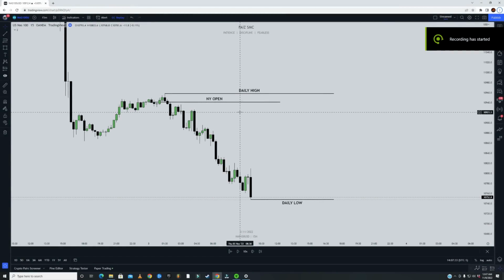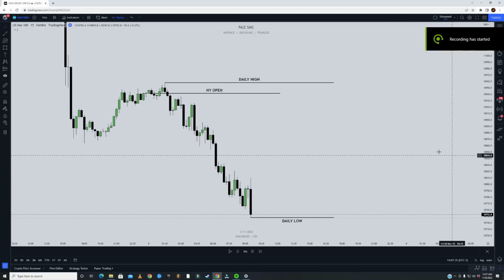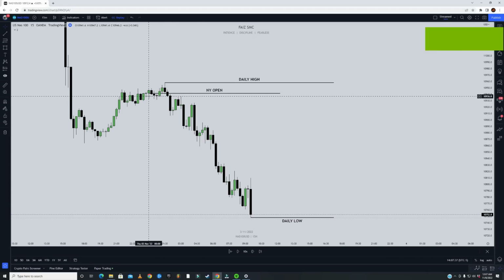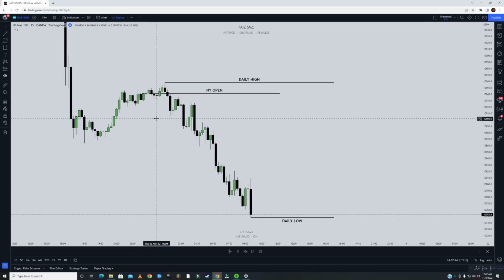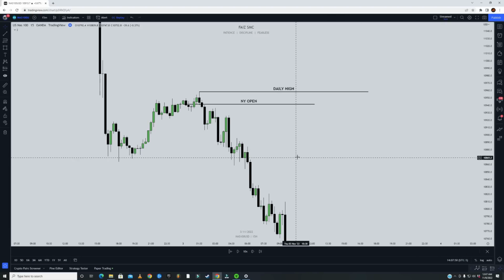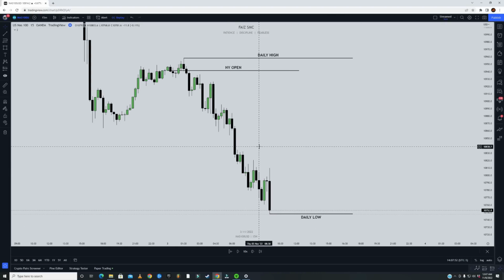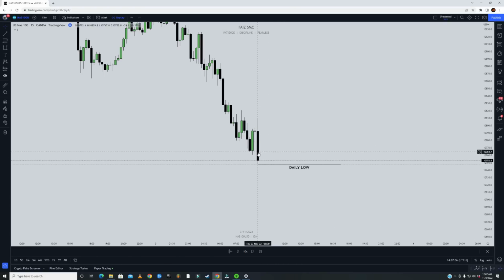So here's example number 2. I have marked out the New York Open. So this is 12 a.m. New York time, as you can see right below there. And the high of the day is this. I have marked this out, as you can see, right? And if I go forward, after 9:30, this candle closed, and apparently this is the low of the day, okay?